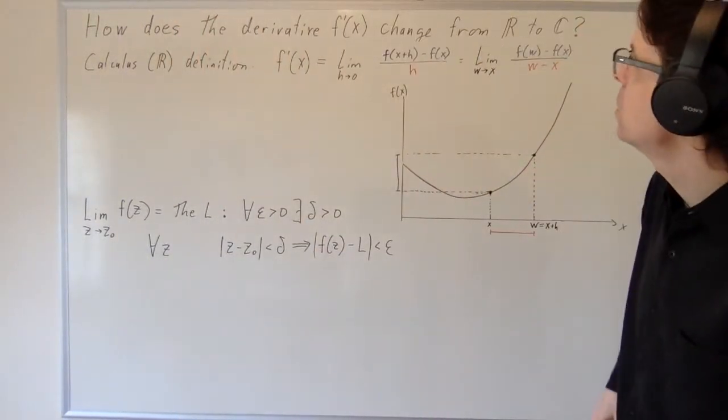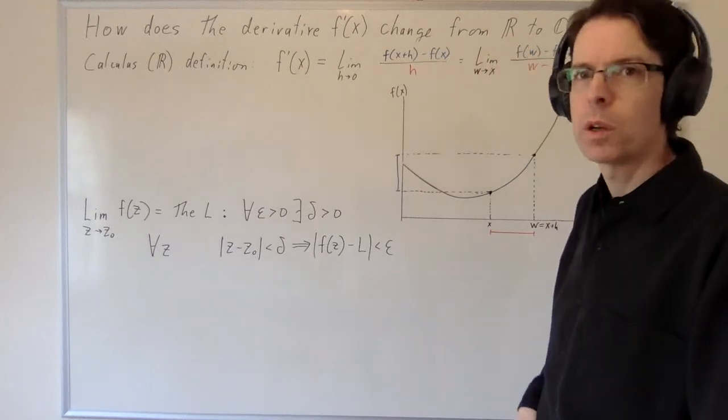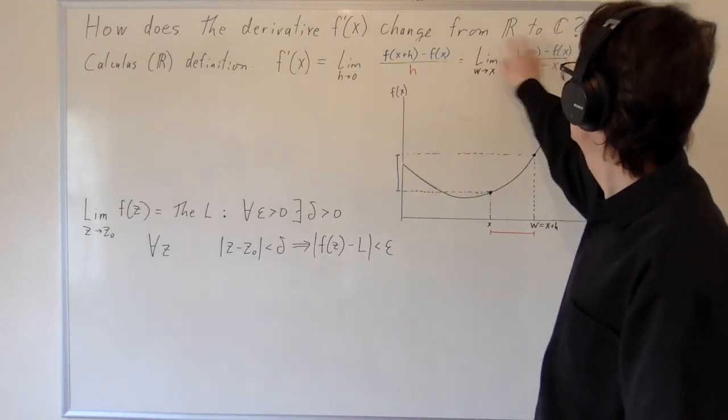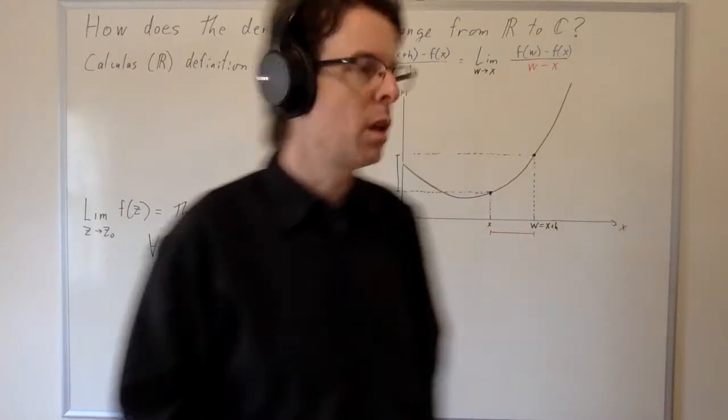Welcome back. How does the derivative f prime change when we make the transition from normal calculus 1, the real line, to the complex plane? Let's start with the real calculus definition.